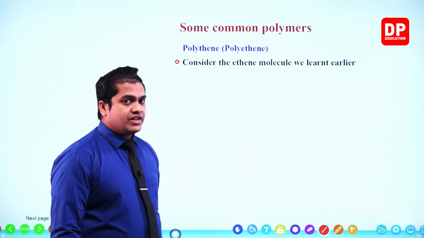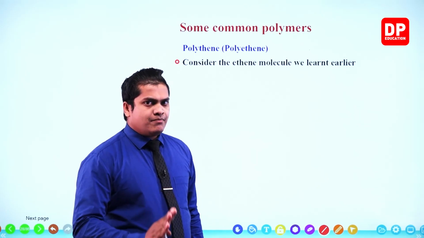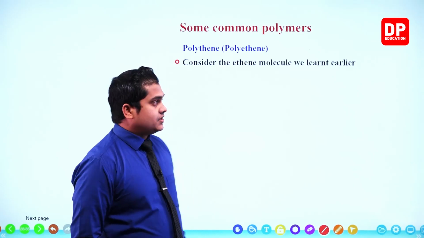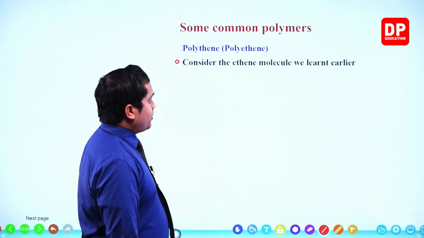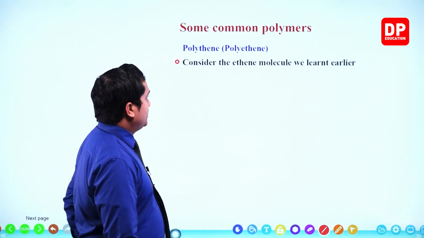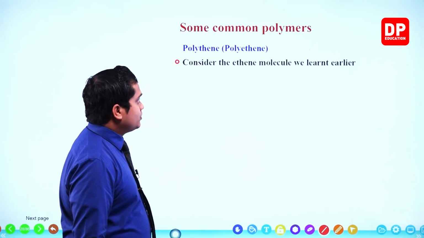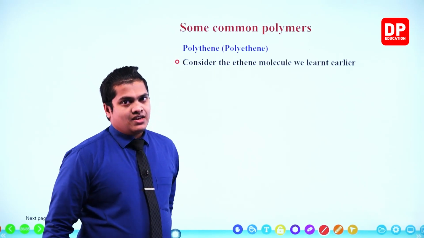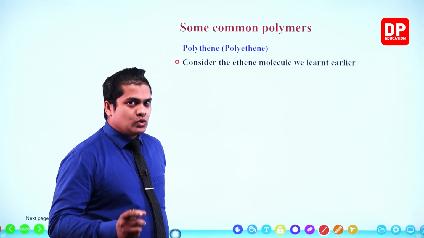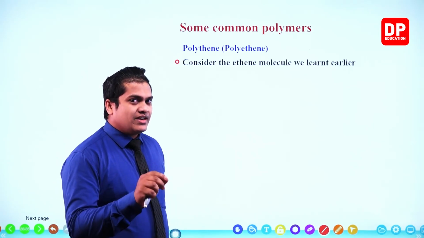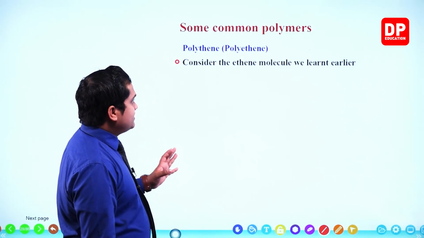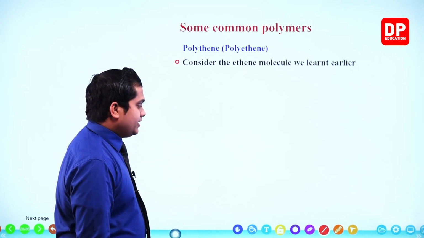Now we are going to discuss some common polymers that we can observe within the environment. The first polymer that we are going to discuss is polythene, also called polyethylene. That means this is made using the ethene molecule. That is why it is called polyethylene. Consider the ethene molecule we learned earlier.